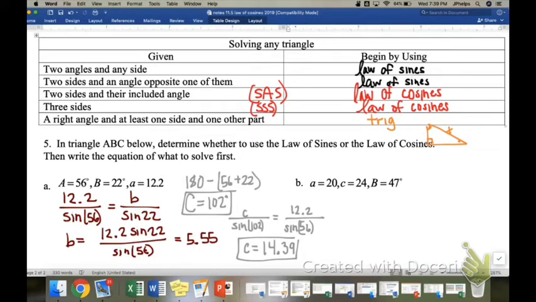Go ahead and look at parts B, C, and D and see if you can figure out whether you should be using the law of sines or the law of cosines. Pause this video and then resume it when you're ready to go over which you should be using.